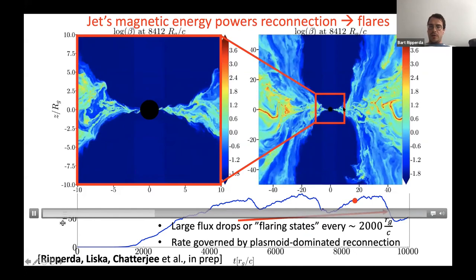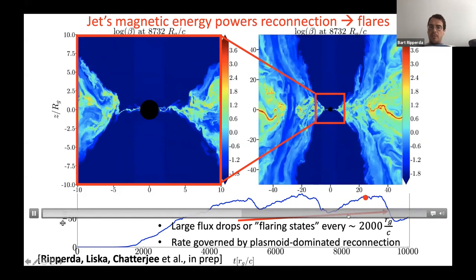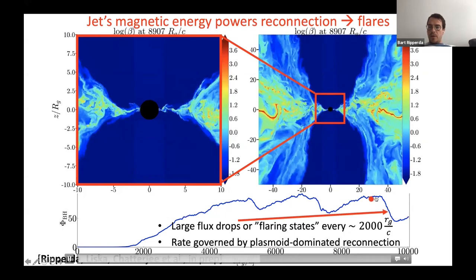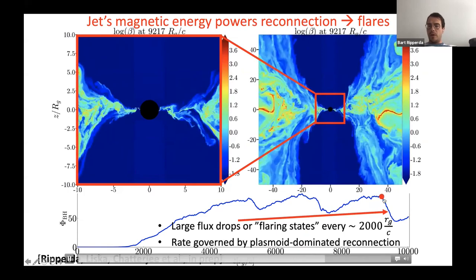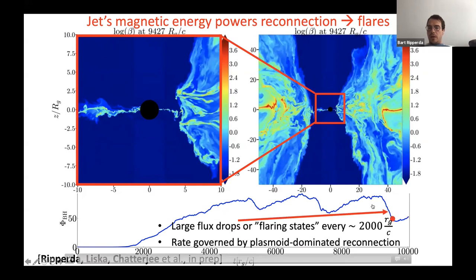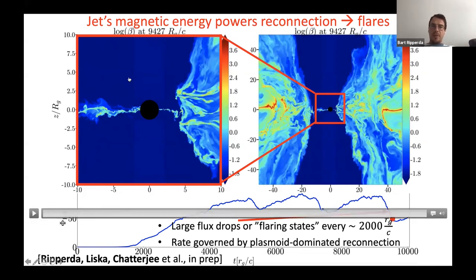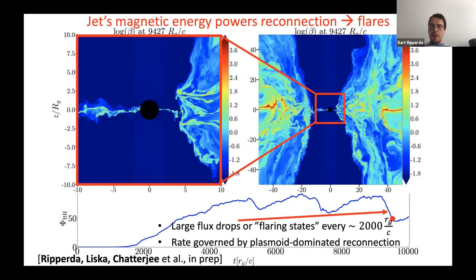Here you see the same video as I showed you before, and on the left we zoom in to the inner 10 RG. And in the bottom you see the flux accumulating. So this is the magnetic flux on the horizon, and here it reaches a maximum. And at the point that the current sheet forms, the flux quickly decays. So all the flux is expelled through magnetic reconnection here at the horizon through this current sheet.